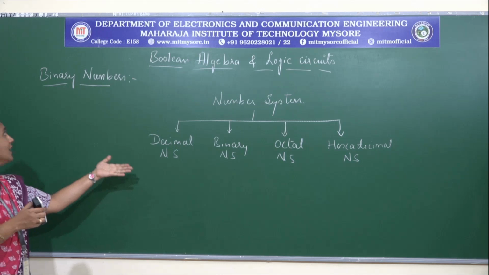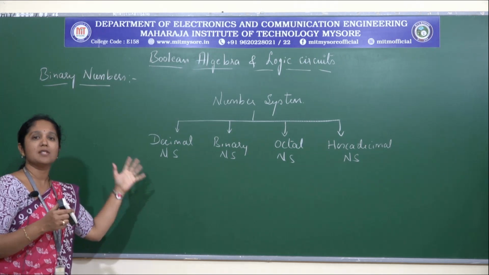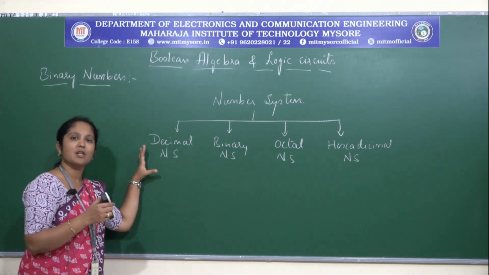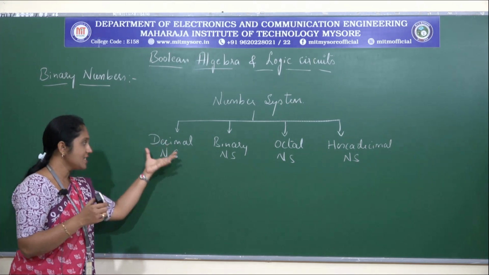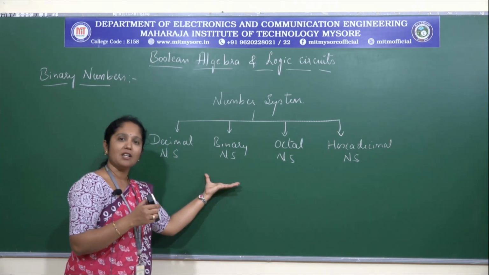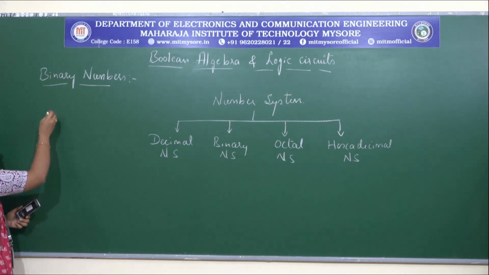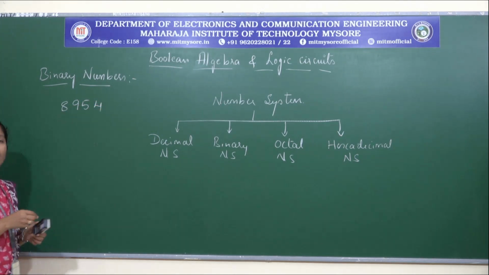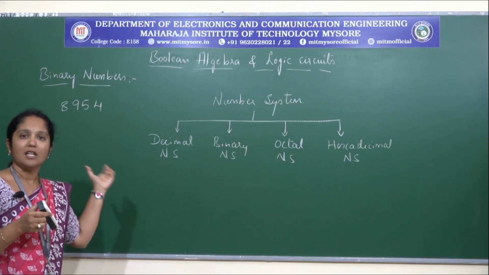Now if you consider the binary number system, let us understand how to represent a number in binary by considering the decimal number system first, because the decimal number system is the one we are very familiar with. Therefore, let us consider a number in decimal. Later we will arrive at a general representation for any number system. Let us consider a number, for example 8954, which we write in compact format.